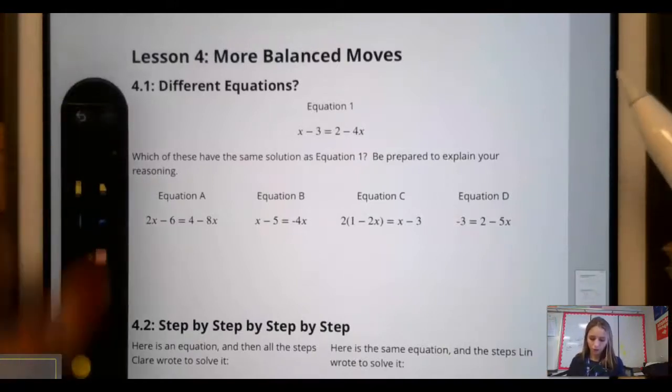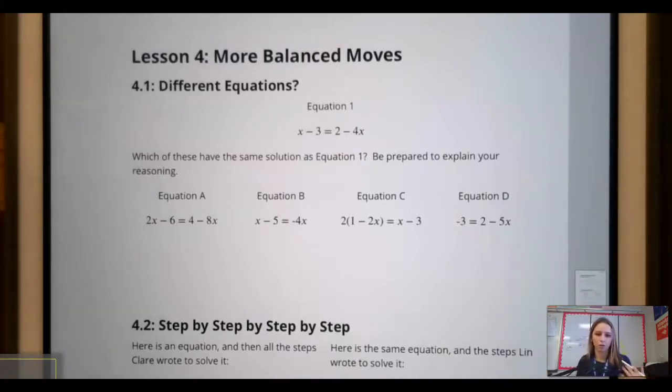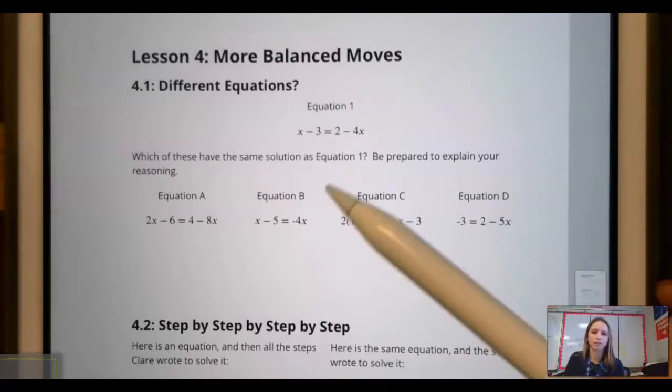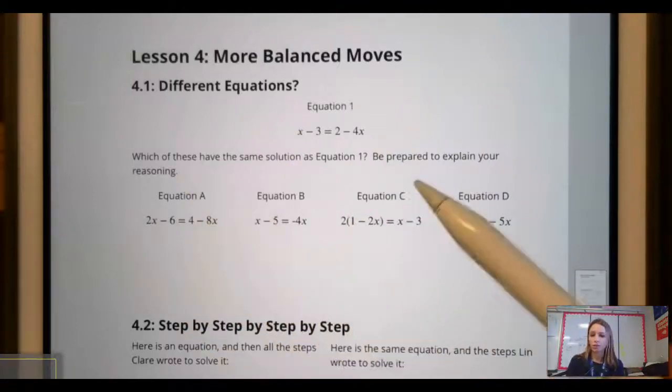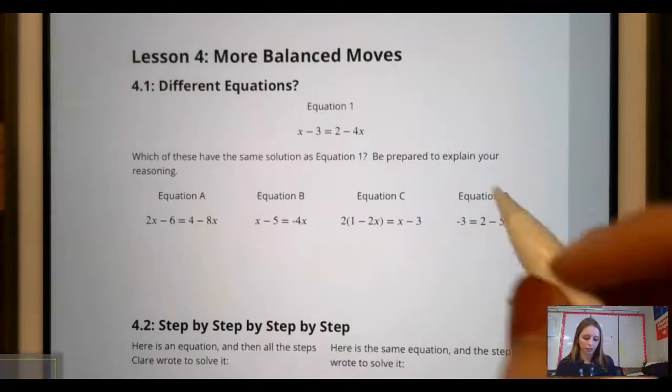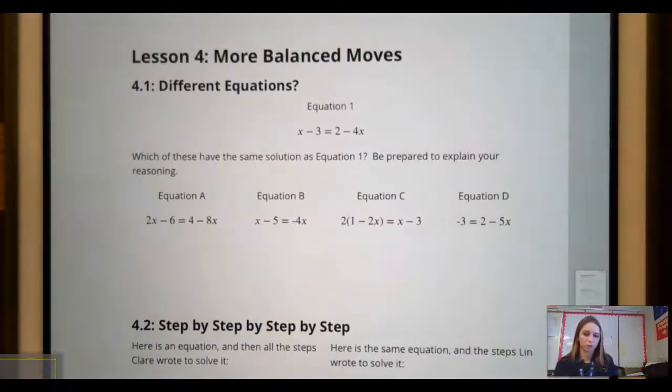So, we have lots of equations that we're going to be working with today. So, let's go ahead and get started. So, it says, which of these different equations have the same solution as equation 1? So, let's go ahead and find the solution to equation 1.